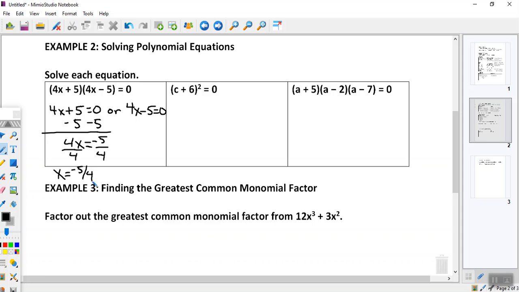Okay. Or how about the second part, kids? What would be your next step here? So I've got 4x equals 5, which means x would equal what? 5 over 4. So x can equal negative 5 fourths, or x could equal positive 5 fourths there. Now again, if you want to put those 5 fourths as 1.25, I'm all for it.